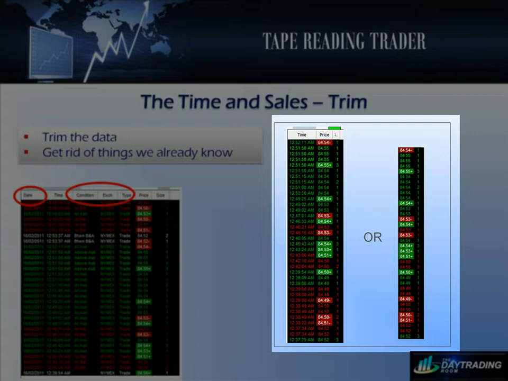And we can go even further if we're looking at a very, very active market and we're not necessarily too caught up on time, which is looking at the speed and the flow. We can cut that off completely, and so we've just got price and size.